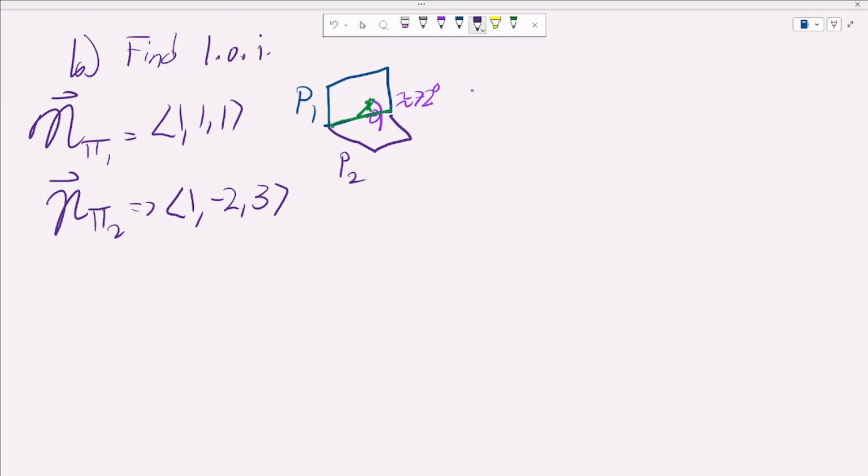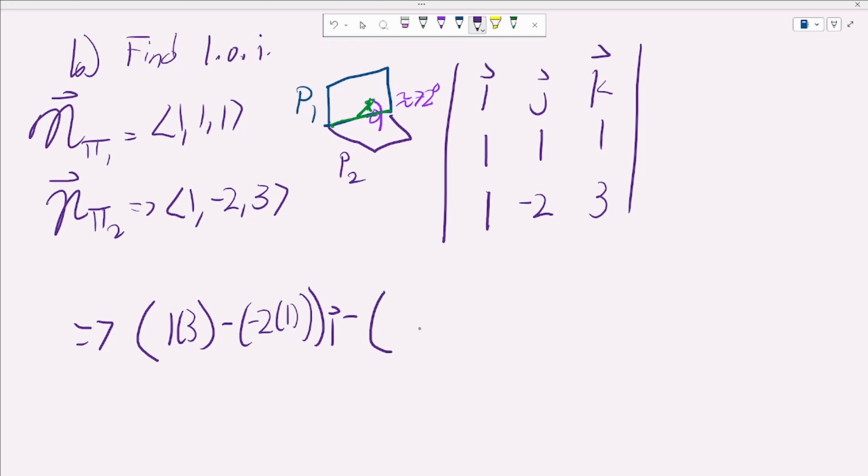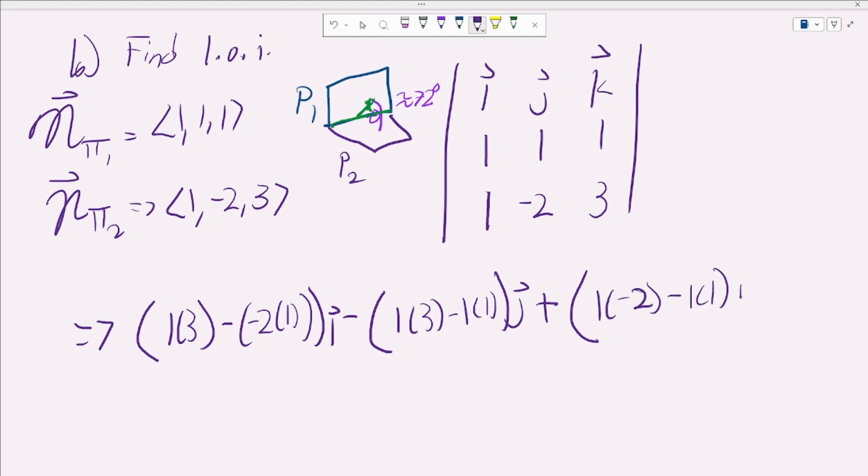So let's do that. If we take our cross product, we'll have i, j, k up in the top section. We'll have our first plane, 1, 1, 1, and then our second, 1, -2, 3. If we take our cross product, we're going to have 1 times 3 minus -2 times 1, i, minus 1 times 3 minus 1 times 1, j, plus 1 times negative 2 minus 1 times 1, k.